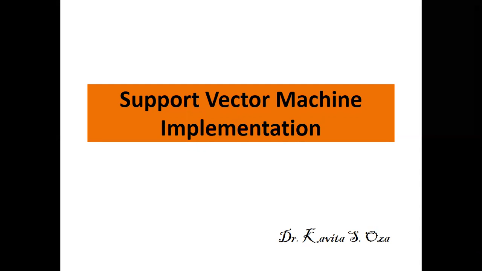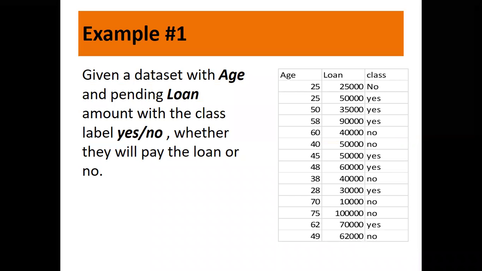And the best part is the data set is the same for both the examples. To start with, we have taken this sample data set where we have the attributes as age, loan, and the class label as yes or no. So a person is of age 25 and the pending loan he is supposed to still pay is 25,000, and we have predicted that he's not going to repay the loan.